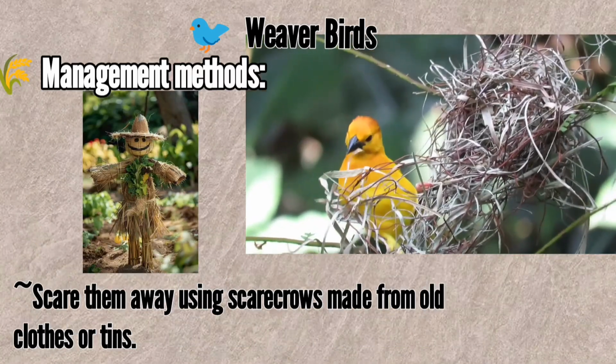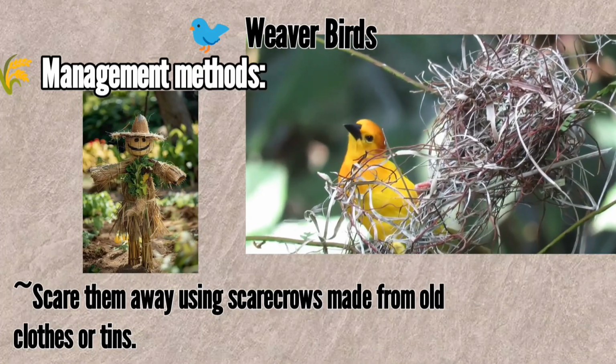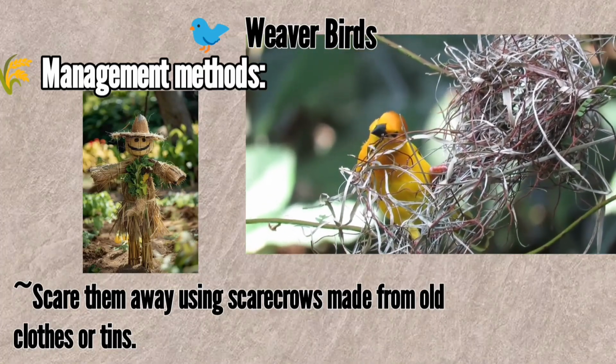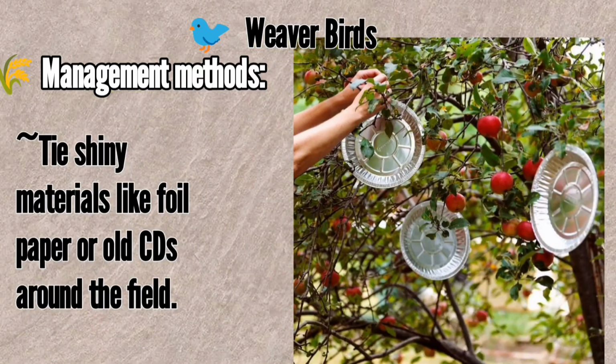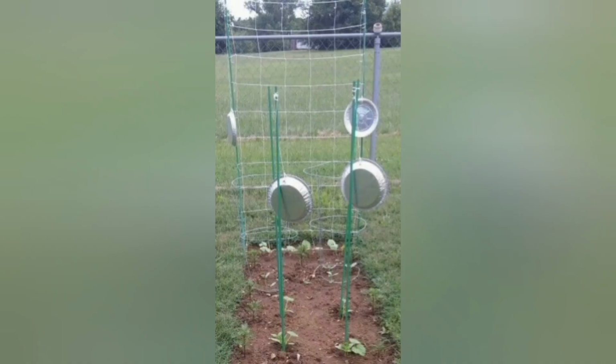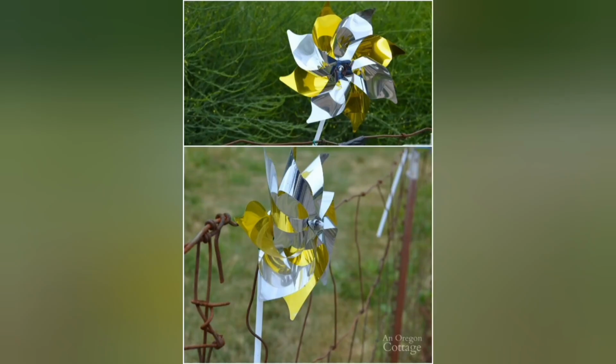We can manage them by scaring them using scarecrows made from old clothes or tins. We can also tie shiny materials like foils, paper, or old CDs around the field. This helps to scare them away.